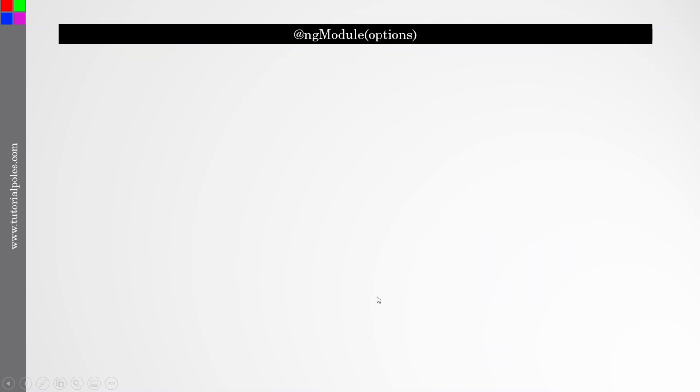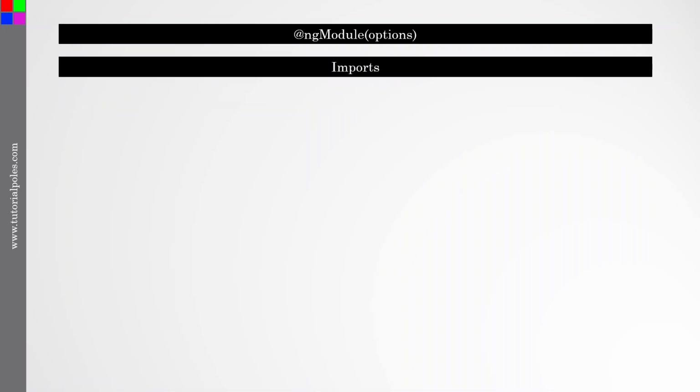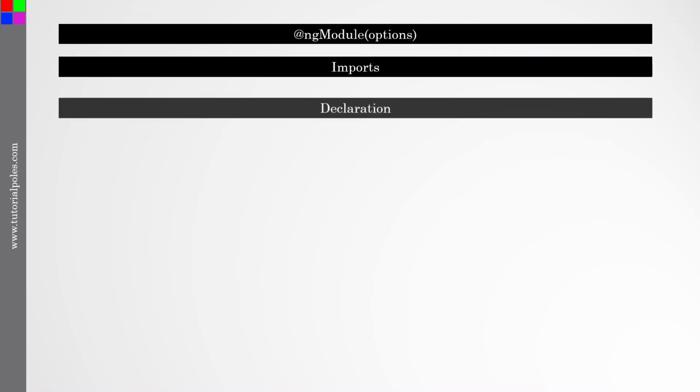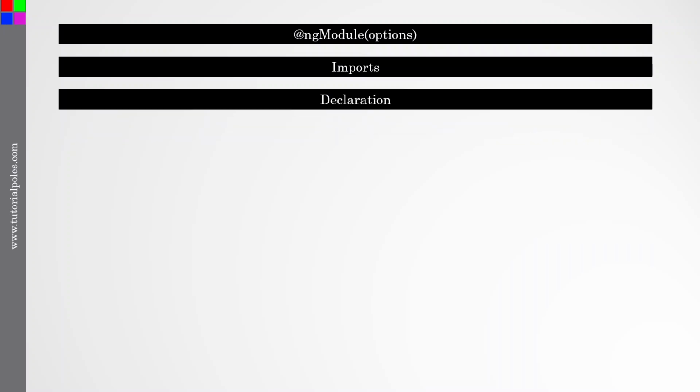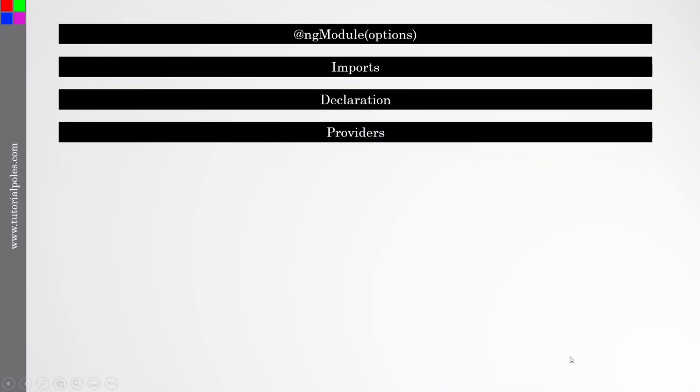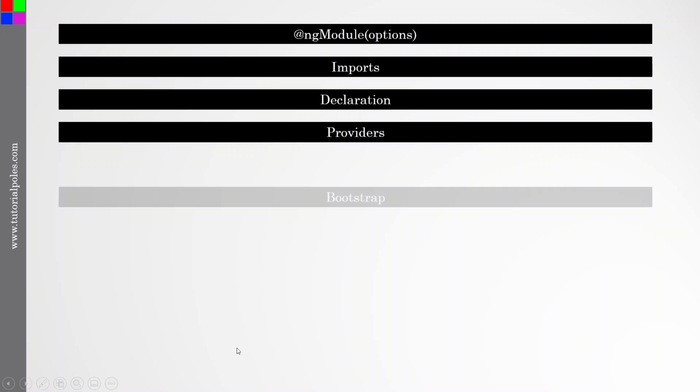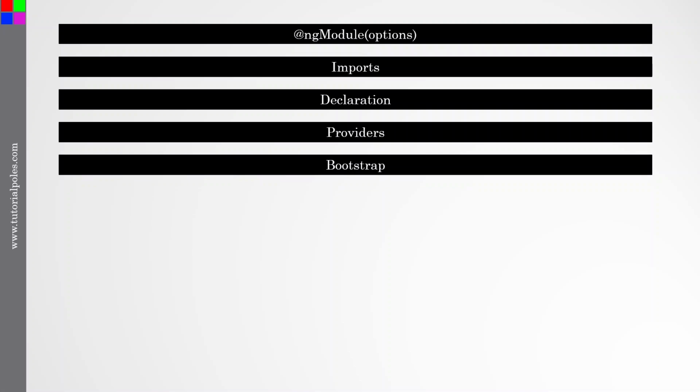NgModule has the following option properties available. Imports. Here we add modules that we want to use in the current module. Declarations. Here we specify components, pipes, and directives which we want to be grouped under the current module. Providers. Here we add injectables, mostly services.